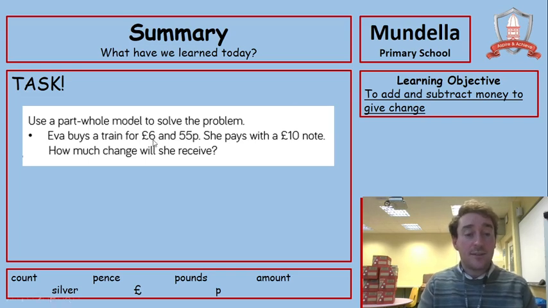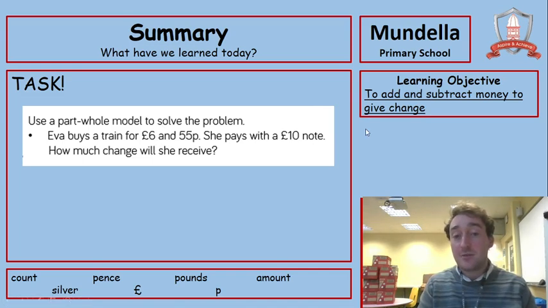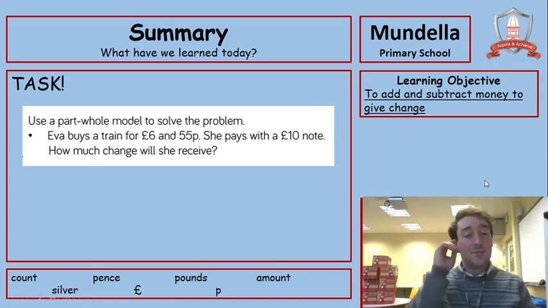Eva buys a train for £6 and 55p. She pays with a £10 note. How much change will she receive? I'll leave you with it.